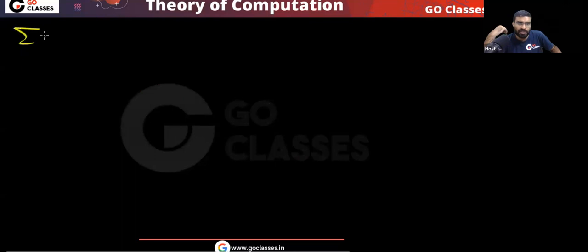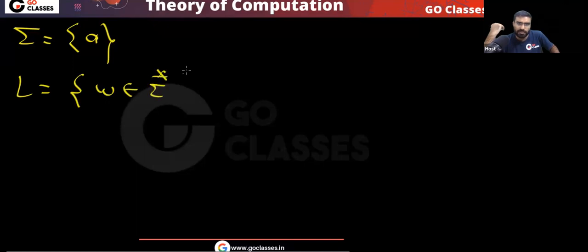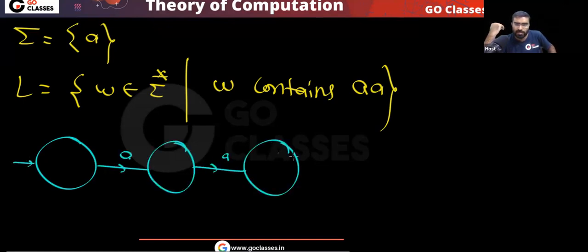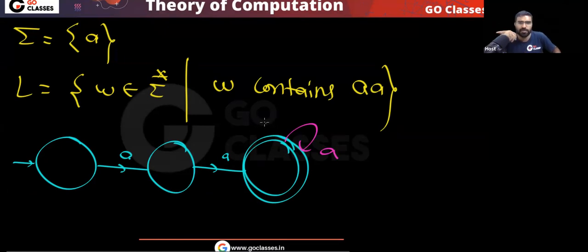For example, if your alphabet is unary, will it happen? Let's say W contains AA. Yes, it will happen. This is the DFA that you will get. Is this the minimal DFA? Yes, this is the minimal DFA.